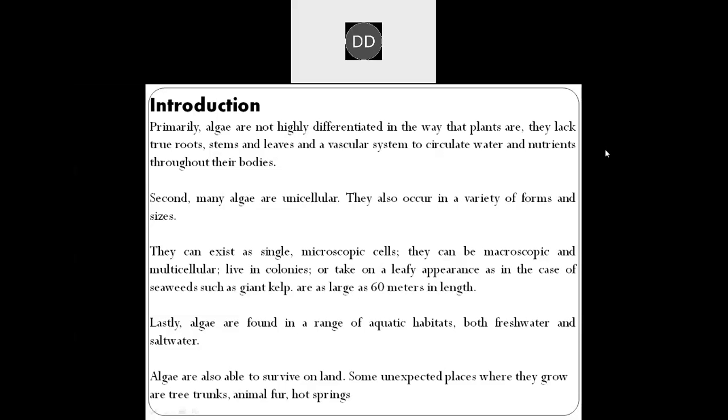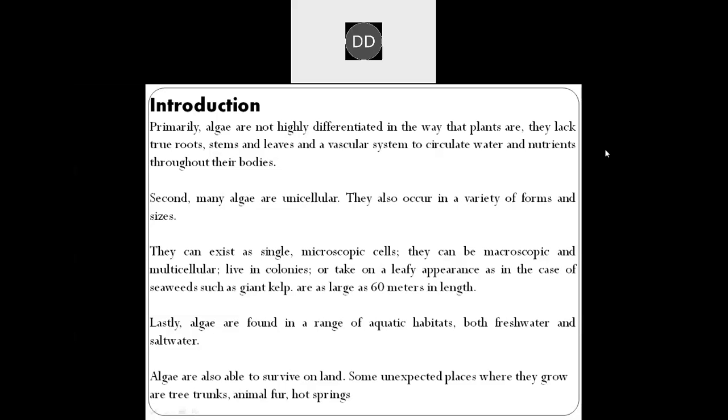The algae has a thalloid body. It means that it is not differentiated into root, stem, and leaves as in higher plants. The second difference is that algae does not have any kind of vascular system for the conduction of water and minerals, but a vascular system is present in higher plants.